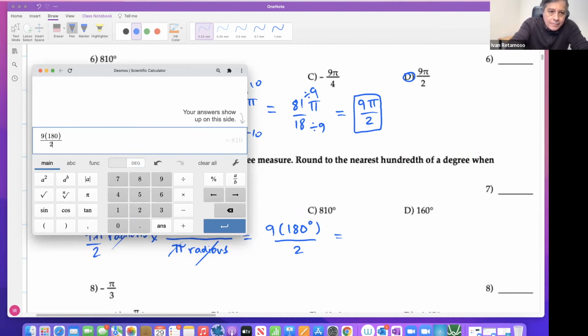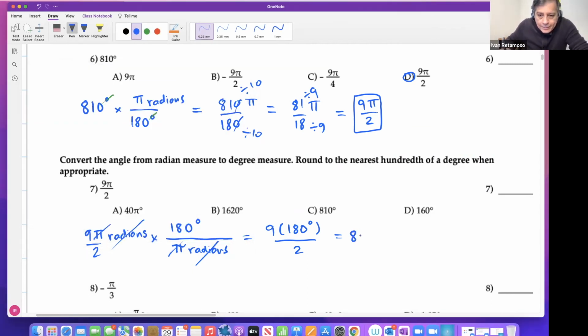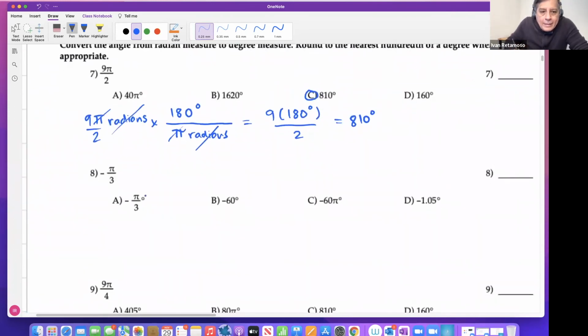Over 2. 810, right? 810. So very good, guys. 810 here. Degrees. This guy, right? For number 7. Excellent. Moving on. Another one.